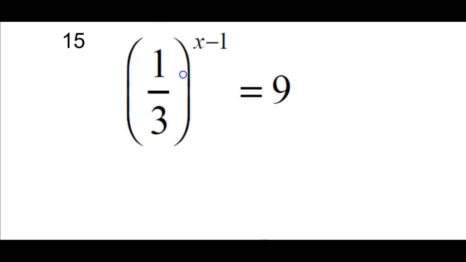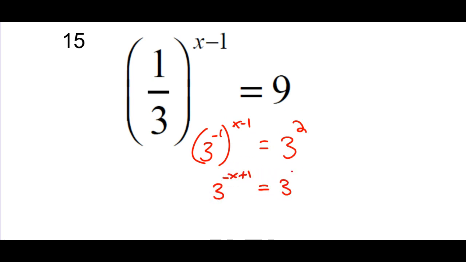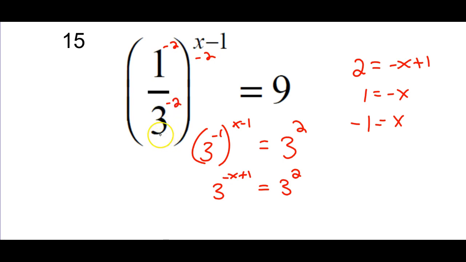Next one, this one's kind of like the last one. I'm going to move this 3 up top and make it 3 to the negative 1 raised to the x minus 1 equals 3 squared. So you get 3 to the negative x plus 1 equals 3 squared. So x equals negative 1. And 1 minus 1 gives you, just checking here, a negative 2. So it's like saying 1 to the negative 2 over 3 to the negative 2, which is the same thing as 3 squared over 1 squared, which equals 9. And that equals this.